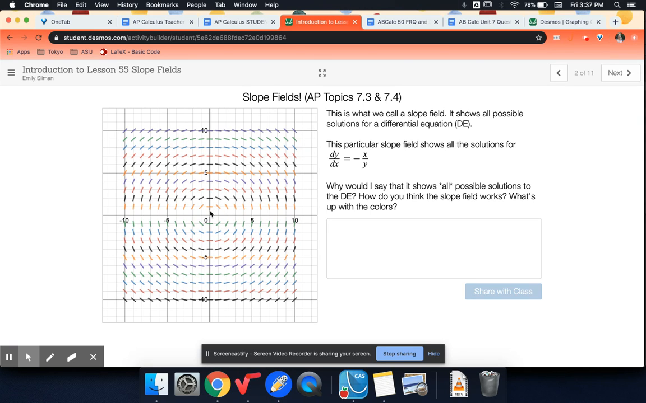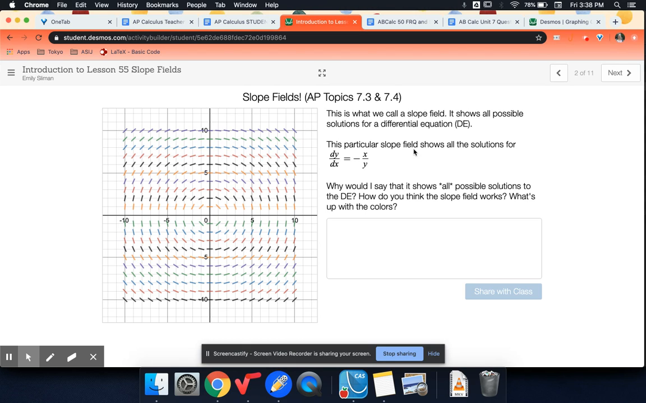If we think about the point (0, 1), I would end up with a slope of 0, which is why I have a horizontal line there. And then if I think about when I take points from the x-axis when y is zero, well, there my slope would be undefined, and I can see that there is nothing drawn for any of the points on the x-axis, and that's because I would divide by zero.